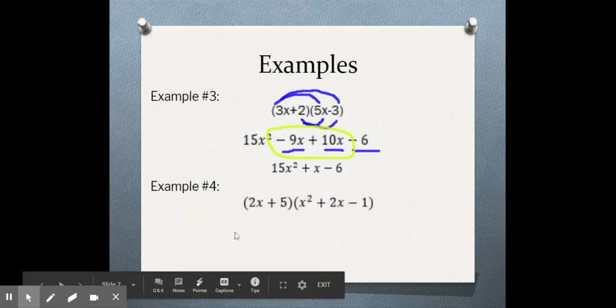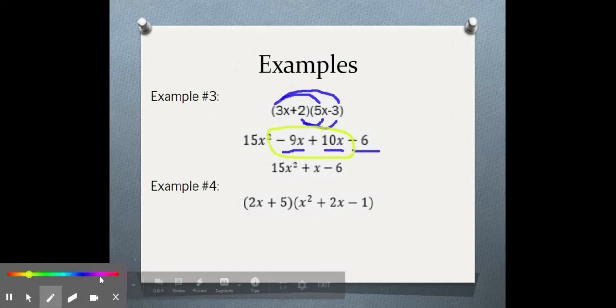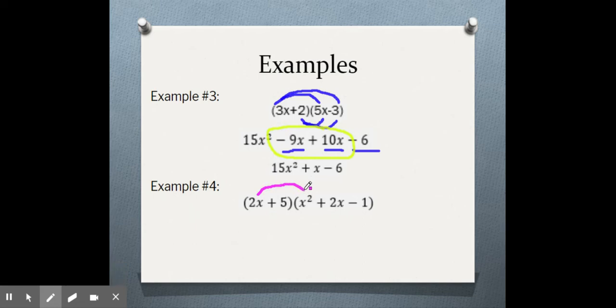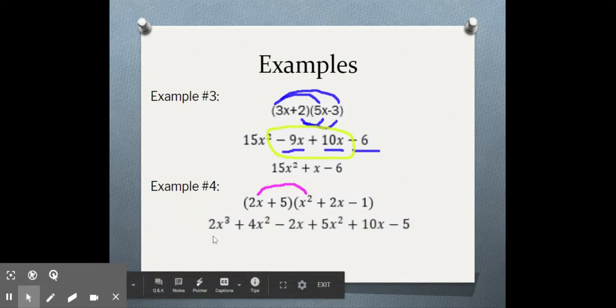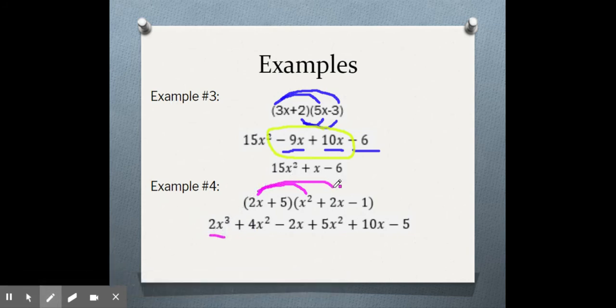Our last example, we have 2x plus 5, a binomial being multiplied by a trinomial. So when I multiply this, I'm going to do 2x times x squared. That should get us our 2x to the third power. And then when I multiply, I have to keep going through all of this. This is what I meant by multiplying everything by everything. 2x times 2x is a 4x squared. 2x times negative 1 gets me a negative 2x. So I finally have completed all three of those.